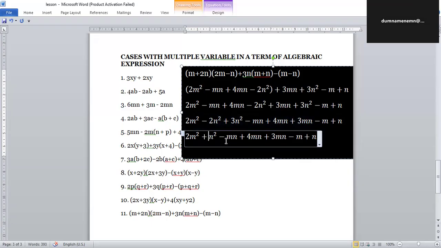All right, then now negative 1 plus 4, you have 3. 3 plus 3, you're going to have 6. So I'm going to have 6mn. So plus 6mn. Do you see that? Negative 1 plus 4 is 3. 3 plus 3 is 6. So now there's no other term I can add or subtract with this. So this is our final result for question 11.